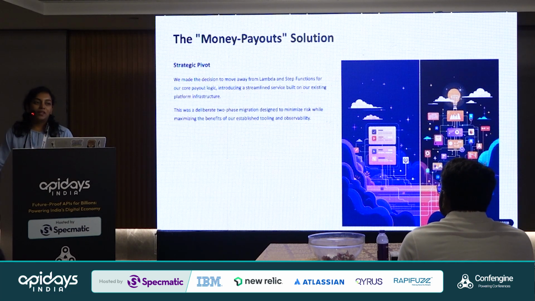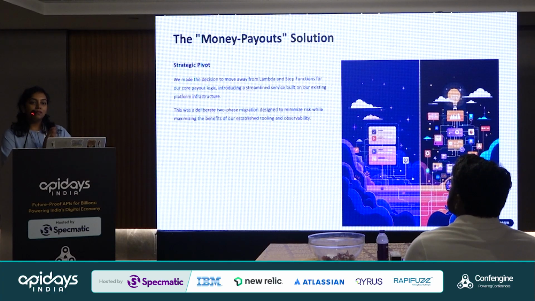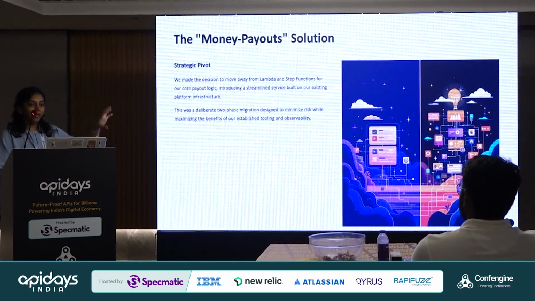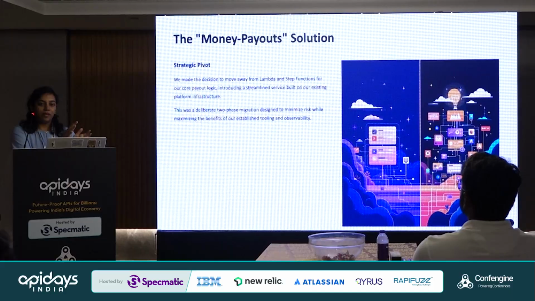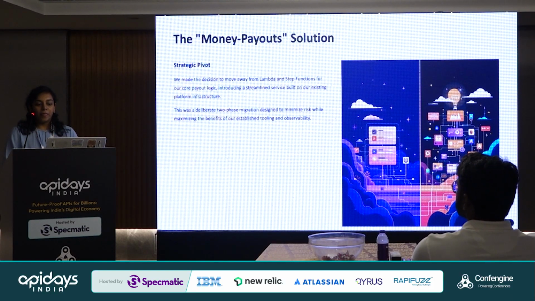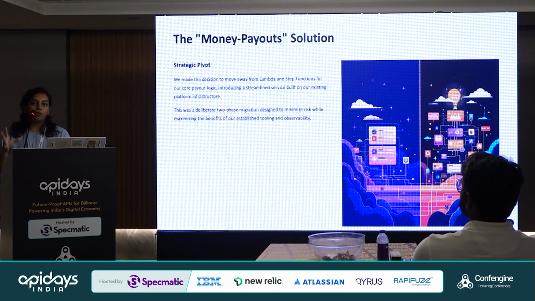So what did we do? We didn't replace one cloud solution with another. What we did was a phase-wise migration. In the first phase, we created a microservice to take care of the entire Lambda system. We introduced this new service, which we called Money-Payouts, and we didn't force any of the upstream services to use it immediately. The old payout service and the old endpoints still existed, just acting as a relay to the new service.